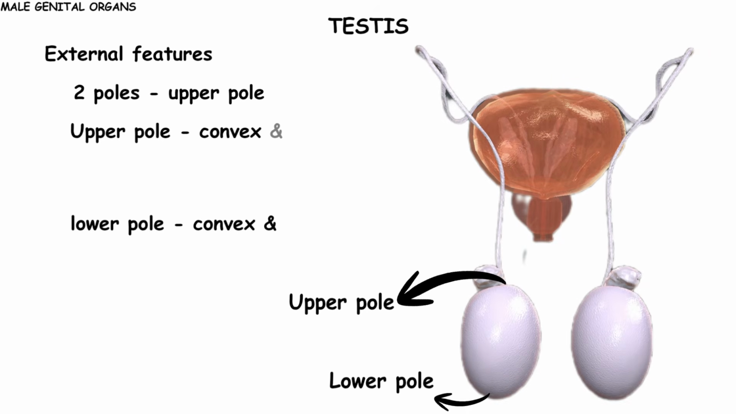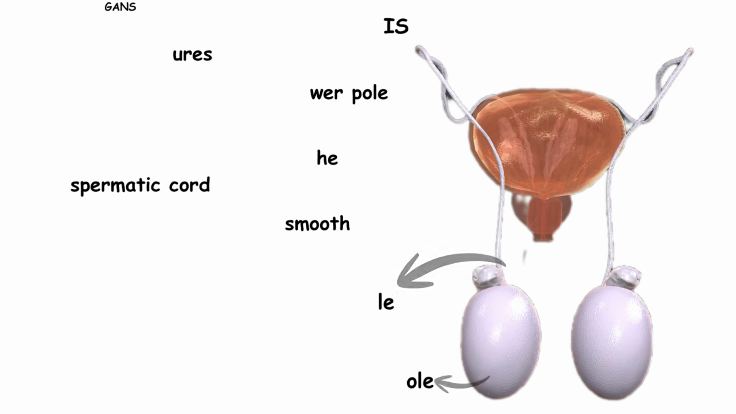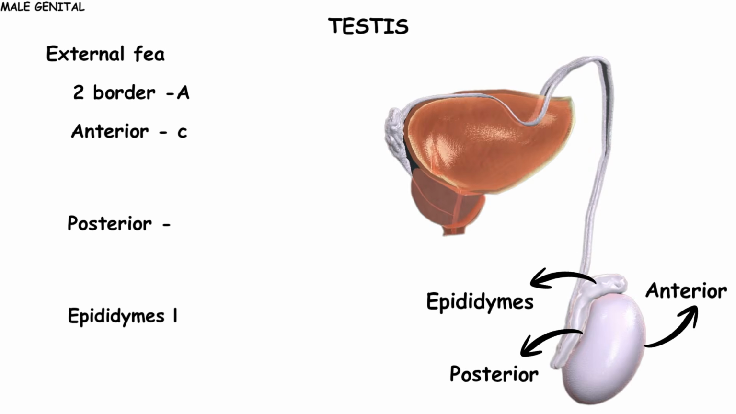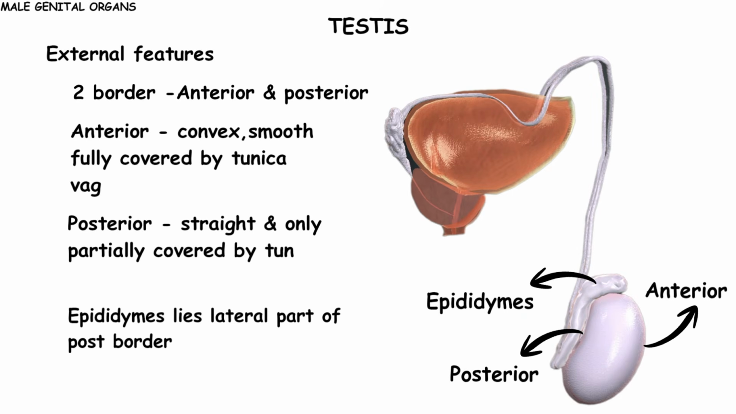External features of the testes. There are two poles, upper and lower. The upper pole is convex and smooth and provides attachment to the spermatic cord. The lower pole is convex and smooth. The second external feature is two borders, anterior and posterior. The anterior border is convex, smooth, and fully covered by tunica vaginalis, and the posterior border is straight and only partially covered by tunica vaginalis. The epididymis lies along the lateral part of the posterior border.